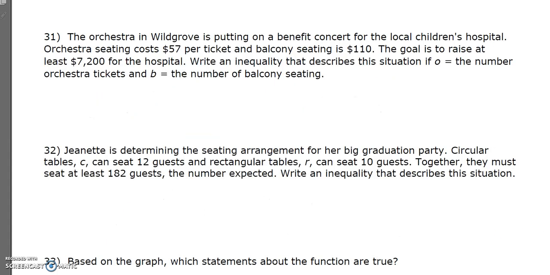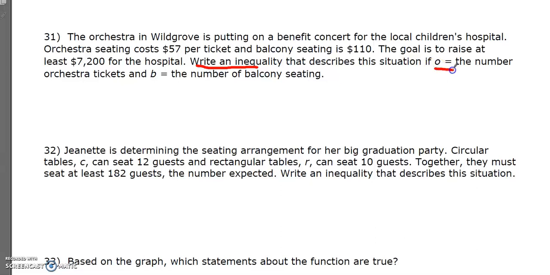31 says, the orchestra in Wild Grove is putting on a benefit concert for the local children's hospital. Orchestra seats cost $57 per ticket and balcony seating is $110. The goal is to raise at least $7,200 for the hospital. Write an inequality that describes the situation if O equals the number of orchestra seats and B equals the number of balcony seats.